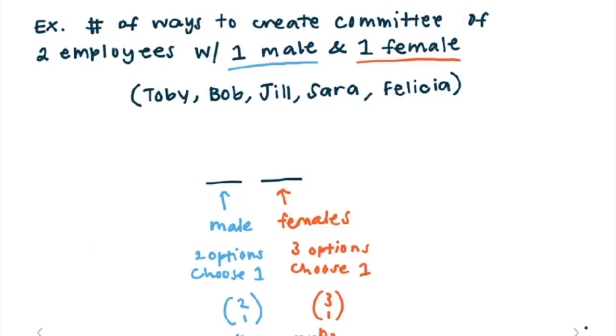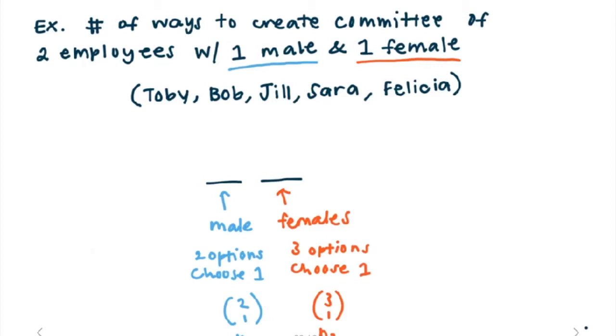Okay, so we're going to look at an example. The example says, find the number of ways to create a committee of 2 employees with 1 male and 1 female. And the employees that we have are Toby, Bob, Jill, Sarah, and Felicia. Okay, so because we need 2 employees, I drew out 2 lines.